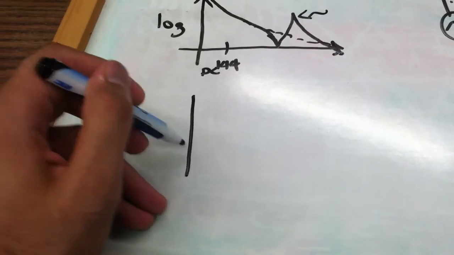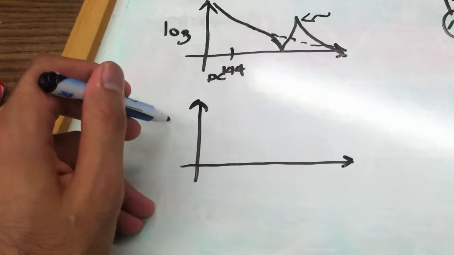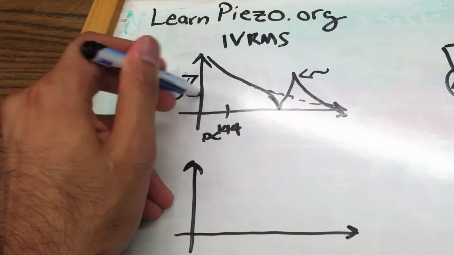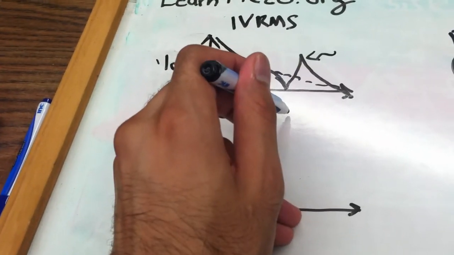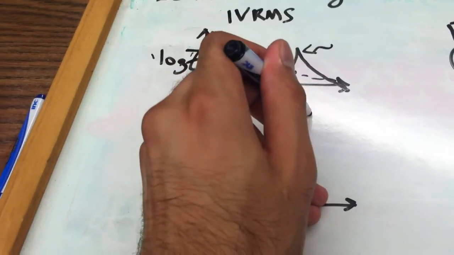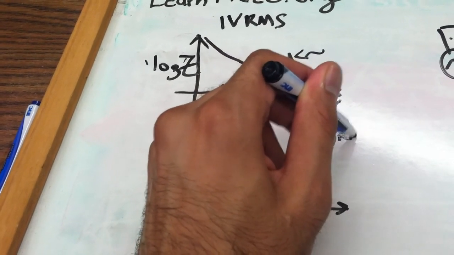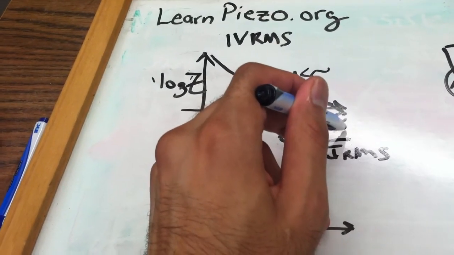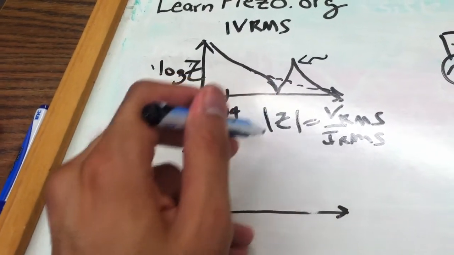So similarly, also, if we plot the log, so this was the log absolute impedance. And absolute impedance is simply the voltage divided by the current. But we're going to do the RMS, or you can do it amplitude. So it doesn't have any phase, it's just an absolute value. And thus we get an absolute impedance.